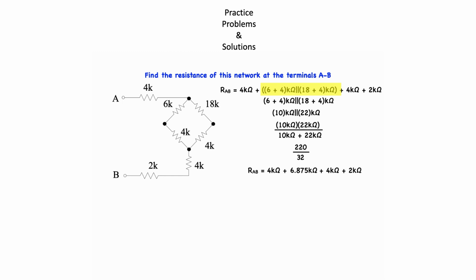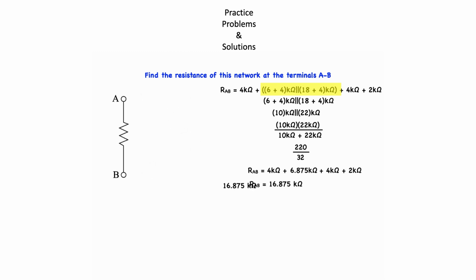Now, rewriting the equation, RAB is equal to the series combination of 4 plus 6.875 plus 4 plus 2, all k ohms. Adding all of these resistances gives us RAB equal to 16.875 k ohm.